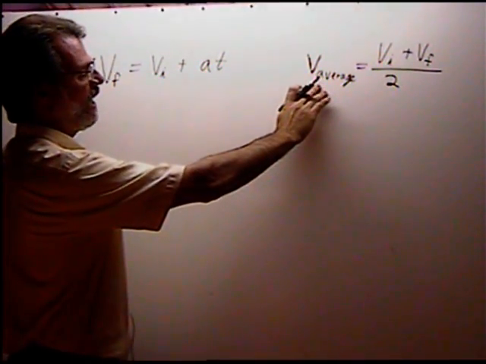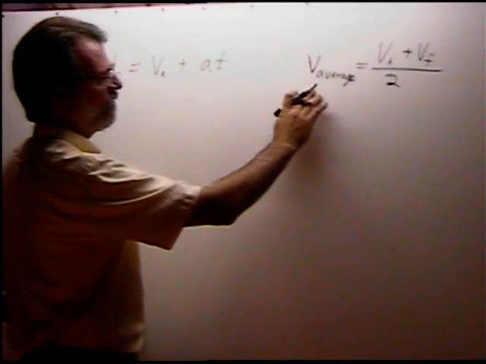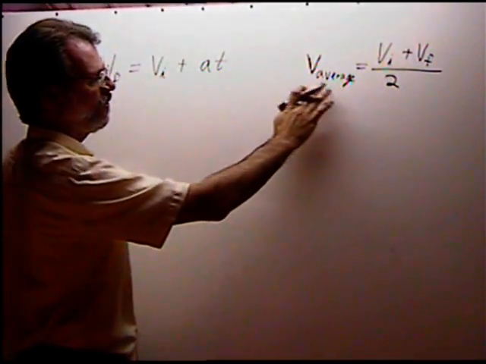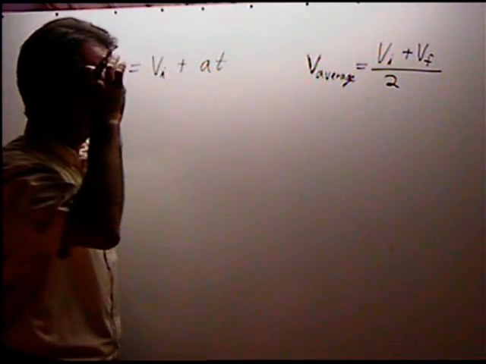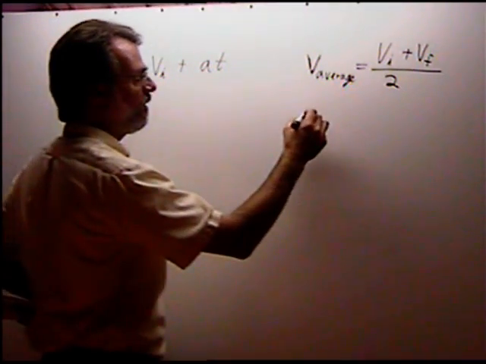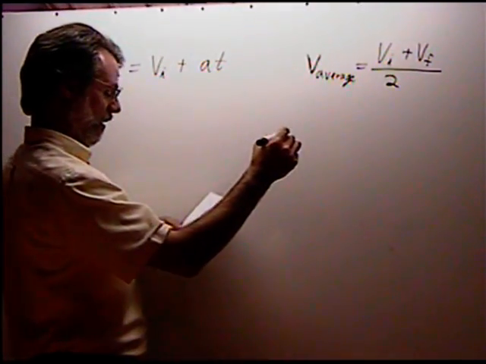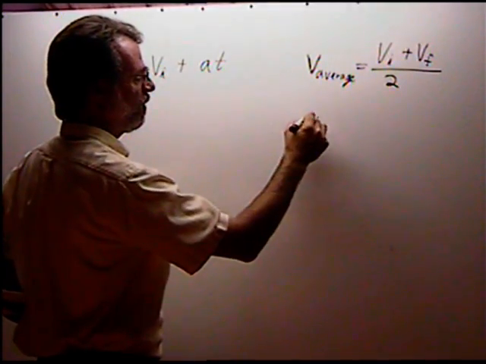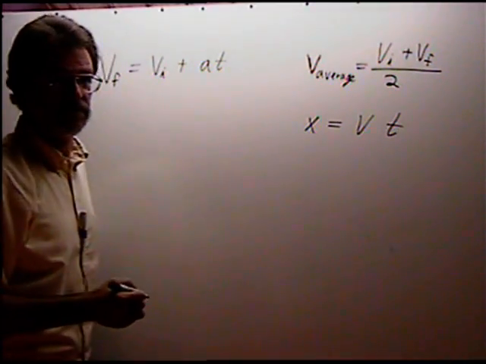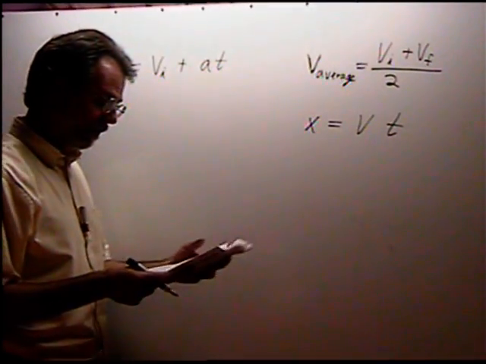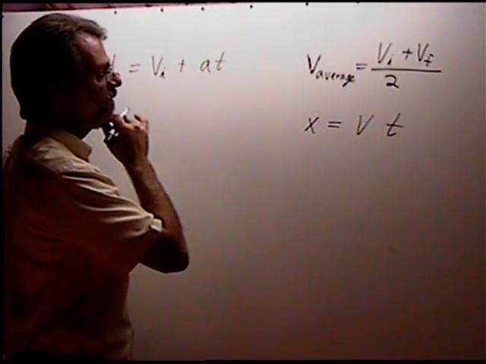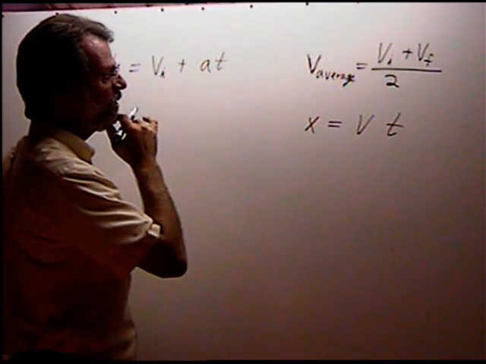Notice that if we have an average velocity, that is, we have an initial velocity and a final velocity, we add them up, we divide by 2, and that gives us our average velocity. You will remember from chapter 1 that the displacement, the distance, is equal to the velocity times the time. Okay? So what that means is this, that we can also do this.